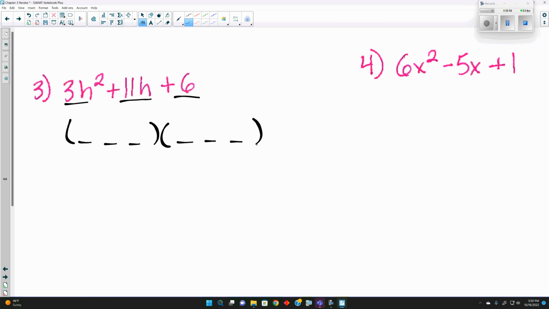Two sets of parentheses with 3 spaces. Now we look at the signs. We want to find the signs. If the third term is positive, which it is, the signs are the same and match the sign of the middle term. So we have plus and plus.